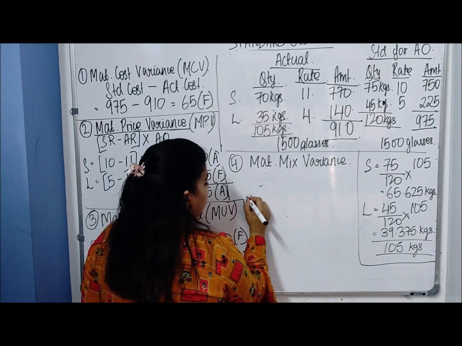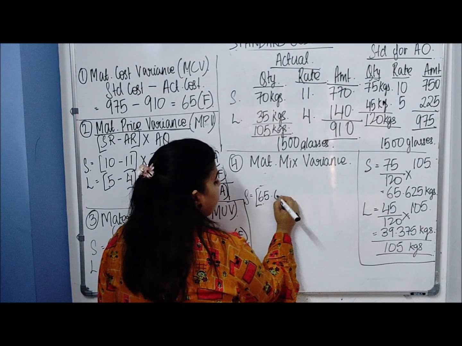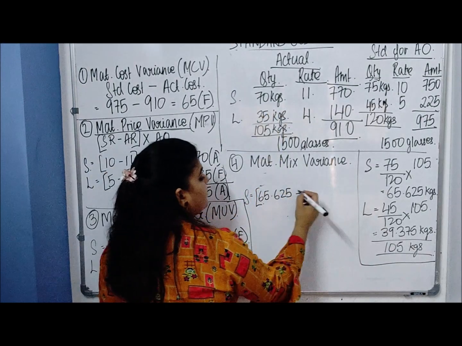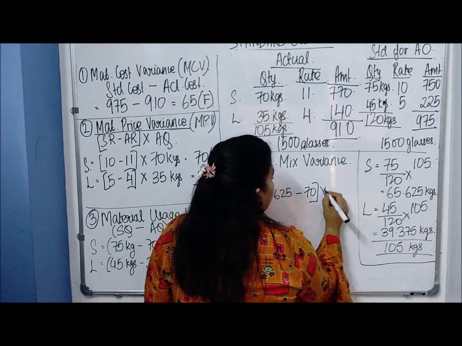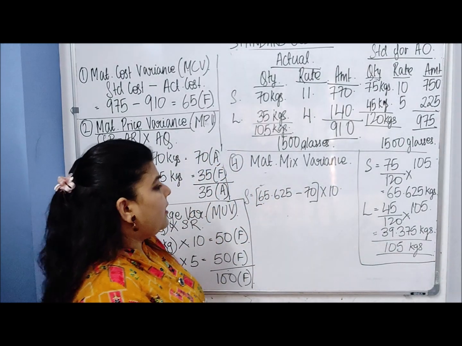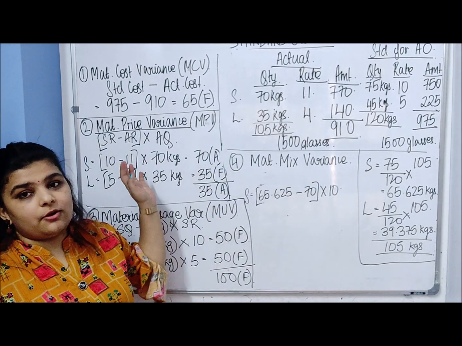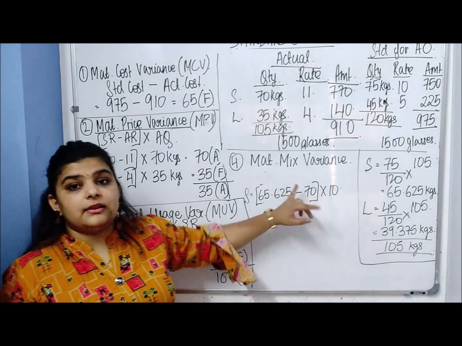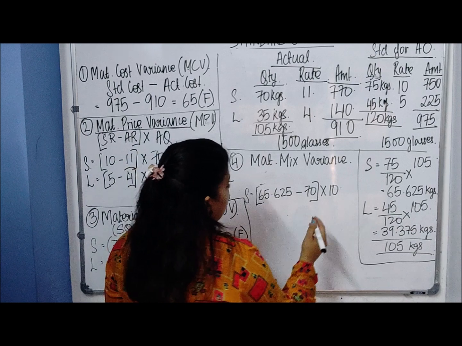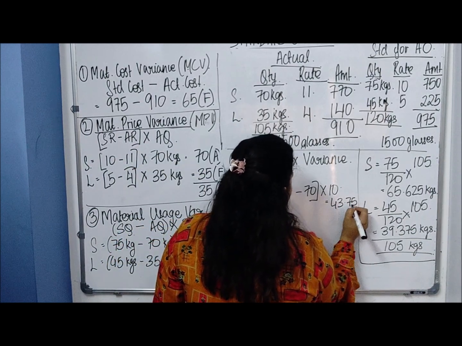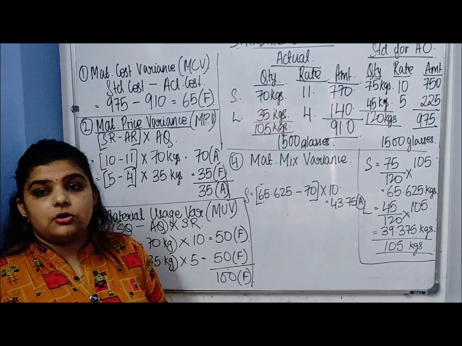As per the standard mix for sugar, I should have used 65.625 kgs. But how many kgs did I actually use? I used 70 kgs. Good or bad? Bad. Because of this change in the mix, how much extra cost have I incurred? Again, why did you use standard cost here? Because if you write the actual cost, our price will come into the picture. We are not supposed to get the price into the picture. We are just dealing with the quantity. So that is equal to 43.75. Good or bad? Adverse. Because of the change in mix, I have paid 43.75 extra for sugar.